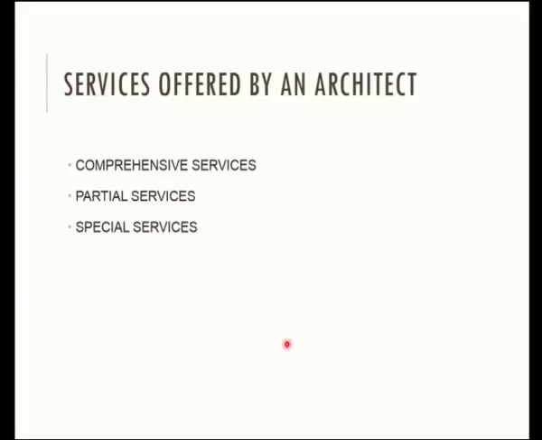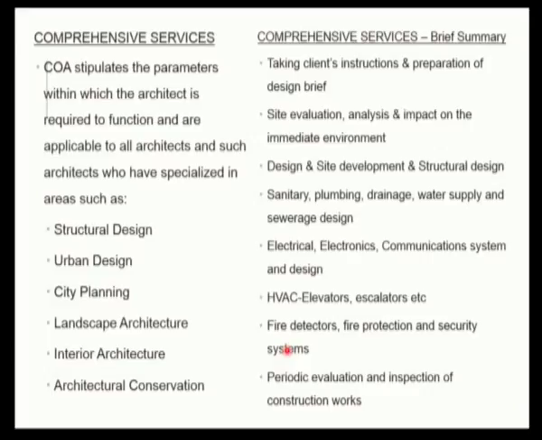There are three types of services: comprehensive services, partial services and special services. So here we are going to classify and explore the details of these three services first. Comprehensive services stipulate the parameters within which the architect is required to function and are applicable to all architects, and such architects who have specialized in areas such as structural design, urban design, city planning, landscape architecture, interior architecture, architectural conservation. These are the general terms and specializations under comprehensive services where one architect can play.